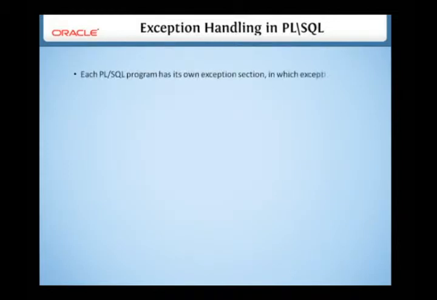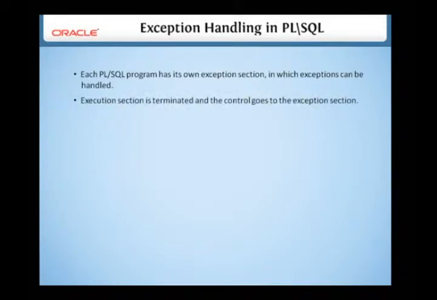Each PL/SQL program has its own exception section, in which exceptions can be handled. When any exception occurs in a PL/SQL block, the execution section is terminated and control goes to the exception section. In PL/SQL, every exception has an error number and an error message. These exceptions are divided into different types. Here we will see each of them in detail.